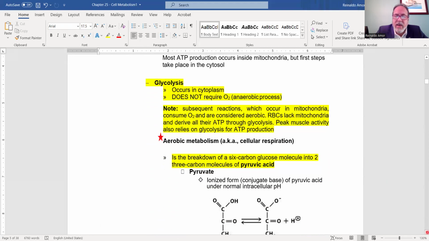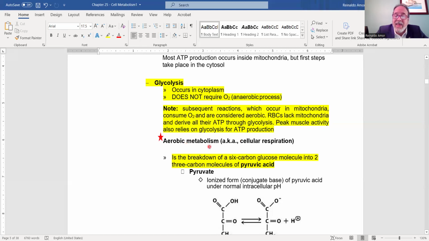All right, so let me continue. Glycolysis takes place in the cytoplasm of cells, and it does not require oxygen, so it's an anaerobic process. We call this anaerobic metabolism, okay? So no oxygen required. It occurs in the cytoplasm. What is glycolysis? Lysis means separation or breakdown of glucose. So we're breaking down glucose in the cytoplasm in the absence of oxygen.